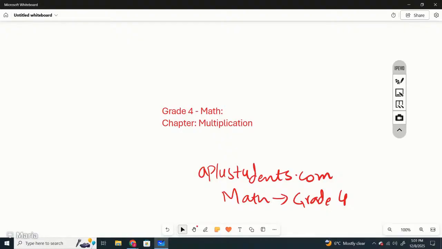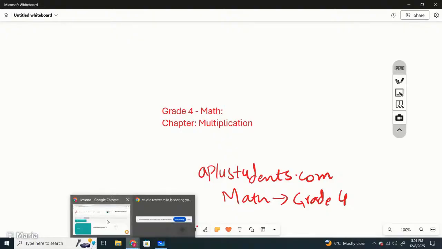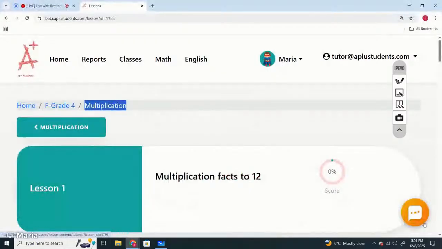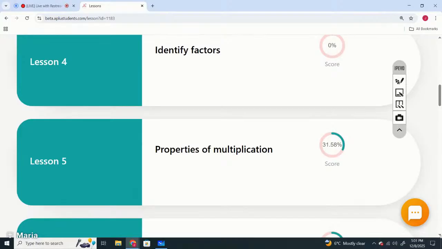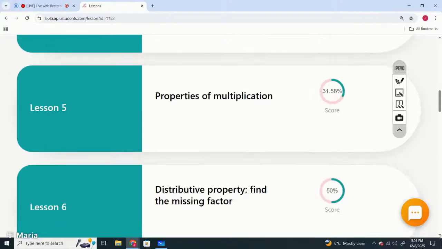So please make sure you have your notebook and pencil so that you can note down the important examples and definitions as well. Here I am on grade 4 math. The chapter we're on right now is multiplication. So let's start with the lesson that is properties of multiplication.